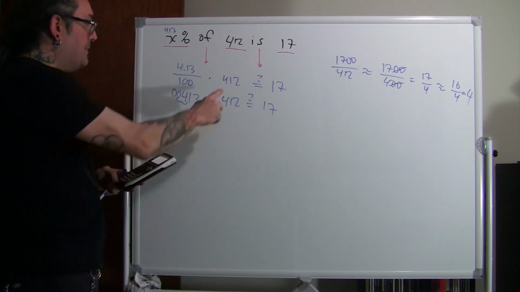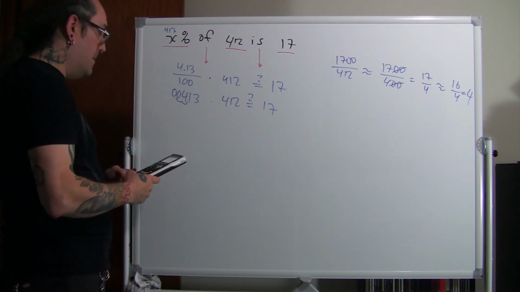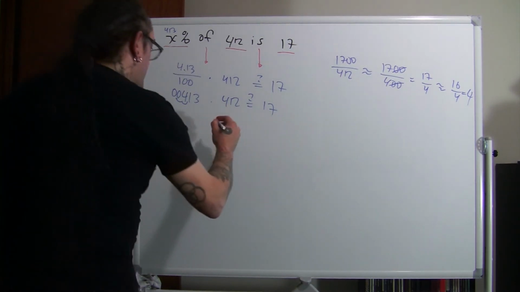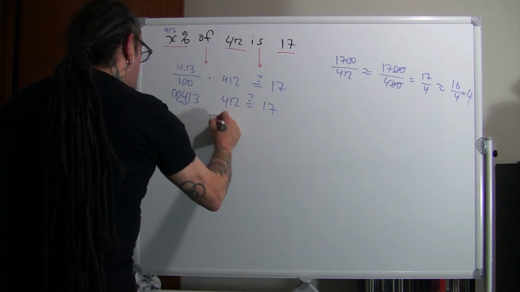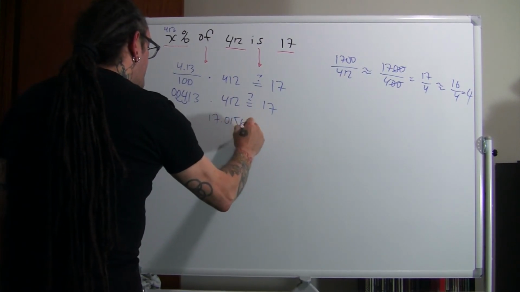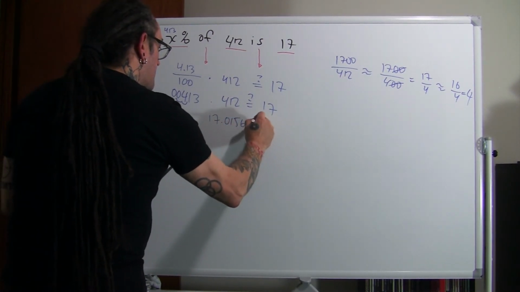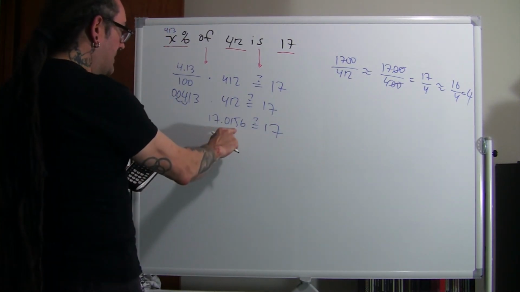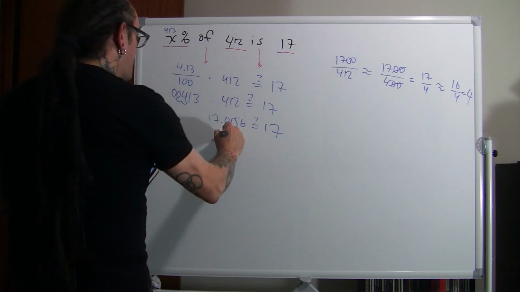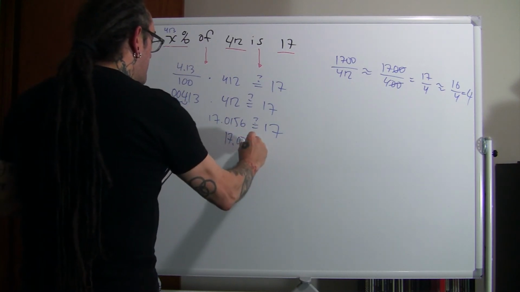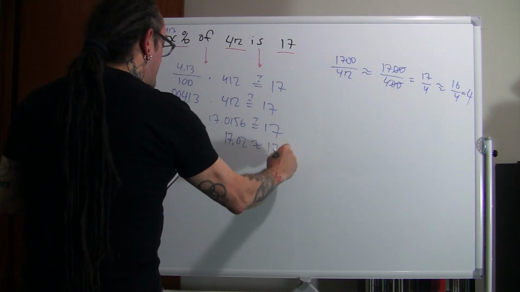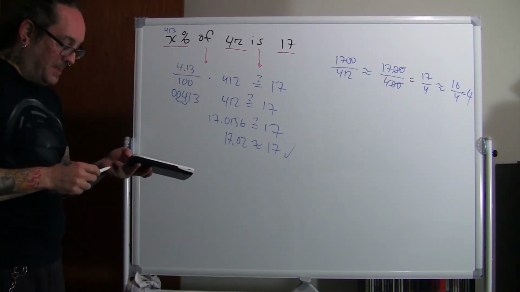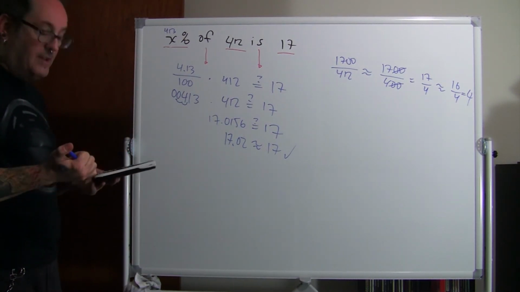0.0413 times 412. All right, and the calculator tells me it's 17.0156. All right, and this is to 2 decimal places. This is 17.02, right? Is approximately 17. Yes. All right. Done. When I say done, I really mean done.